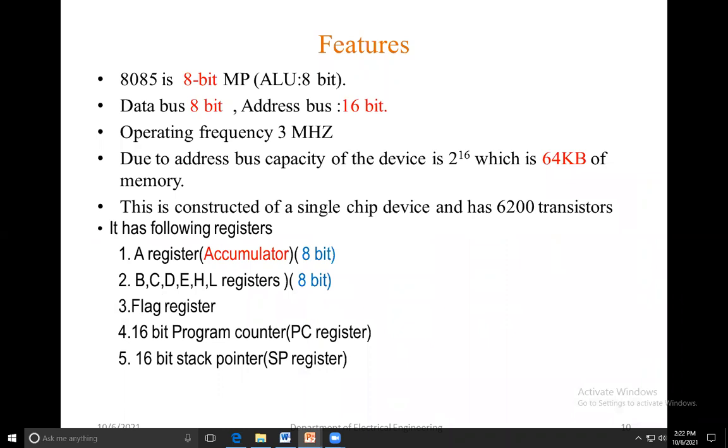So then you go to the features. It is very important. If you understand the features very well, then the whole controller or microprocessor will be understood. So what is the processor?